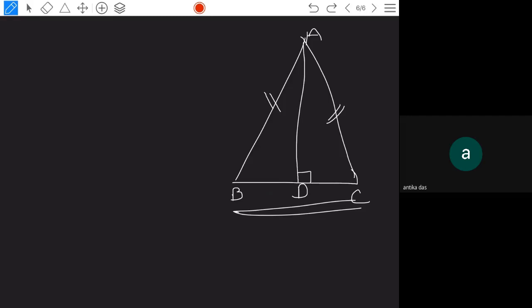AD bisects, and this is equal to this. You have to prove the two triangles ABD and ACD congruent. They are congruent by RHS congruency: in the right angle triangles both hypotenuses are equal, and one common side AD is there, so they are equal. When the two triangles are congruent, then you can say BD is equal to CD by CPCT, and this angle is equal to this angle. Very simple problem. I am not going to explain that problem more.